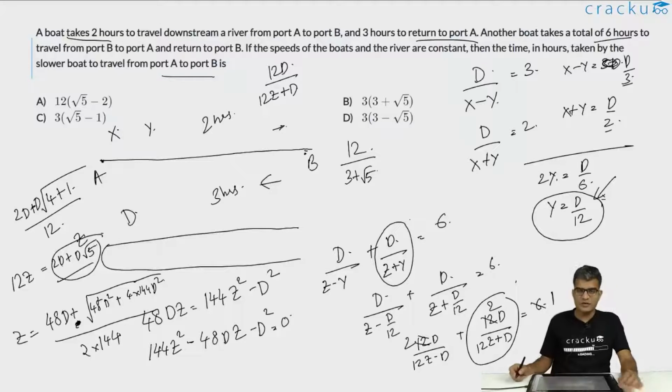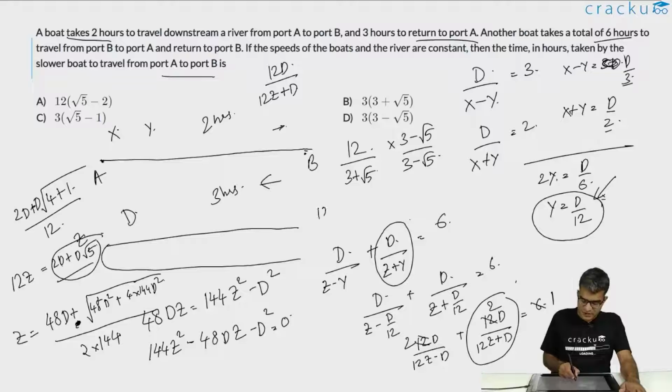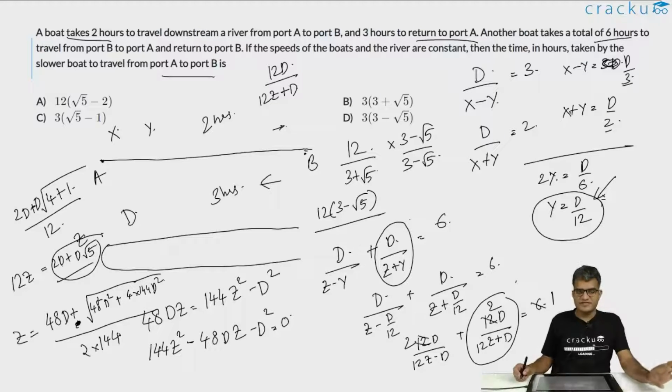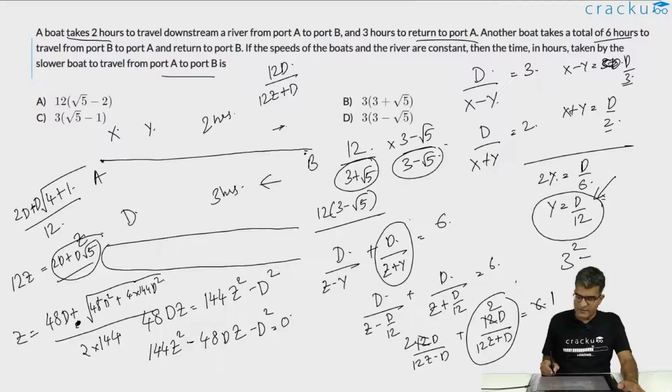If you are looking to rationalize the denominator, you multiply the numerator and denominator with 3 minus root 5. So this is 12 into 3 minus root 5 divided by, what is 3 plus root 5 into 3 minus root 5? 3 plus root 5 into 3 minus root 5 will be 3 square minus root 5 whole square, which is 9 minus 5, which is 4. If you are simplifying this, this will be 3 into 3 minus root 5. This will be the answer.